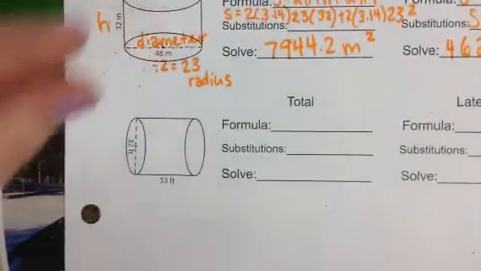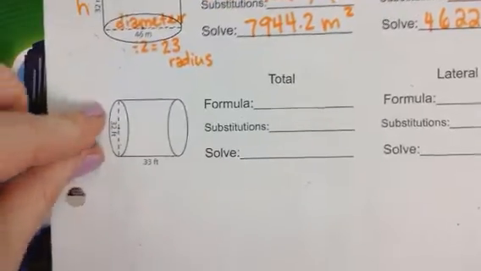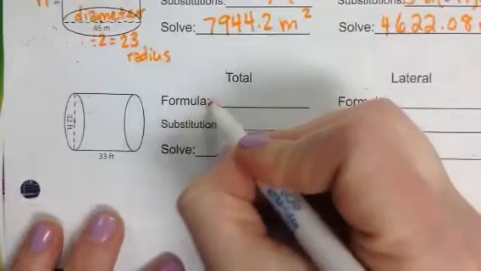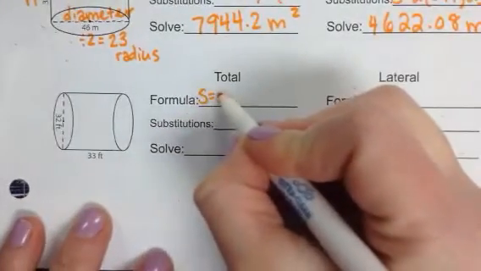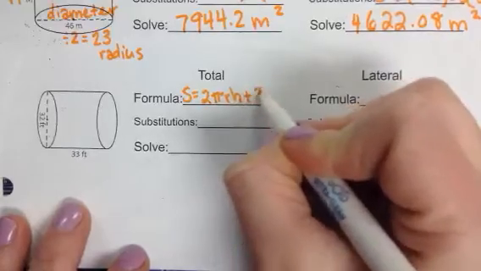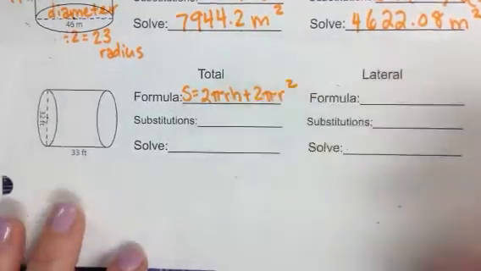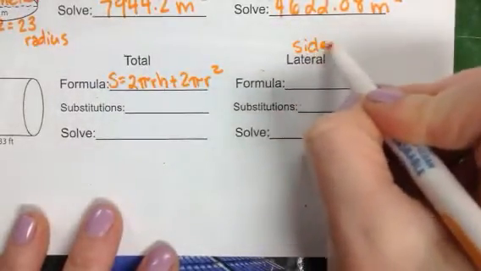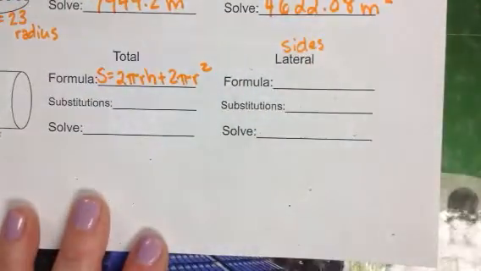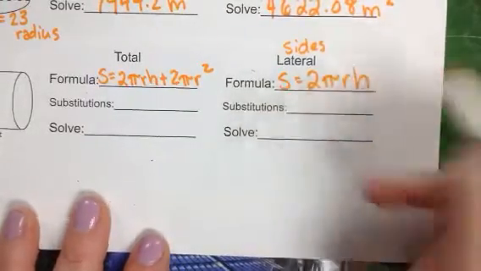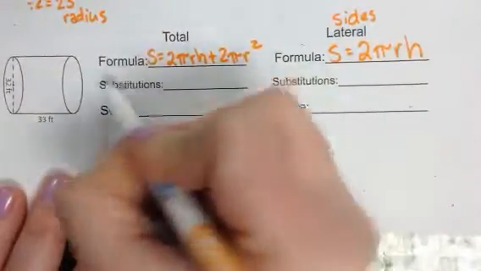Okay, so we've had one that's tipped over. This one was sitting on its real base. This one is not sitting on its base. So we're going to get the surface area. S equals 2 pi RH plus 2 pi r squared. If I just want the sides, like the label on the can, S equals 2 pi RH. So I'm ready to fill in numbers.